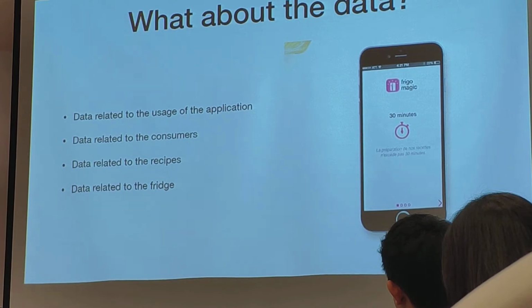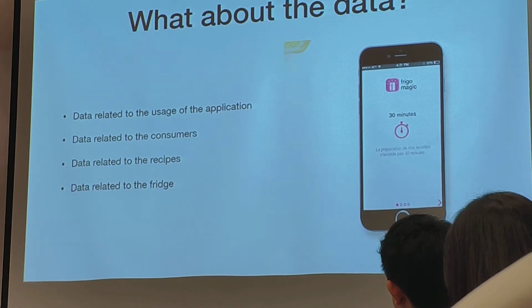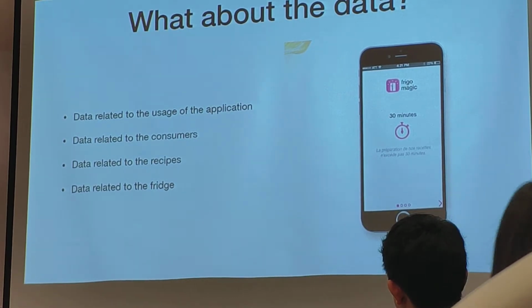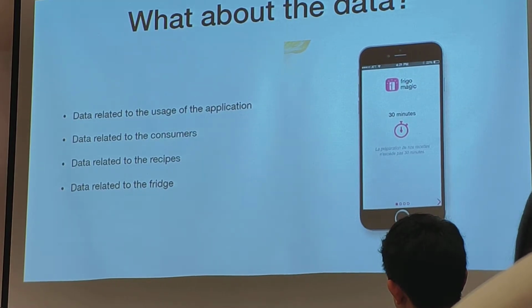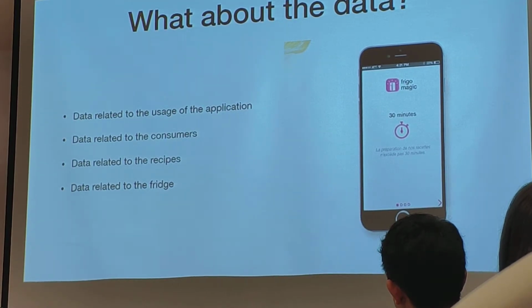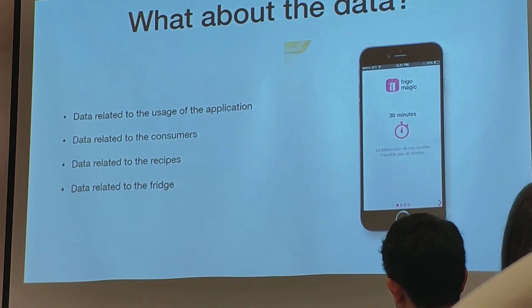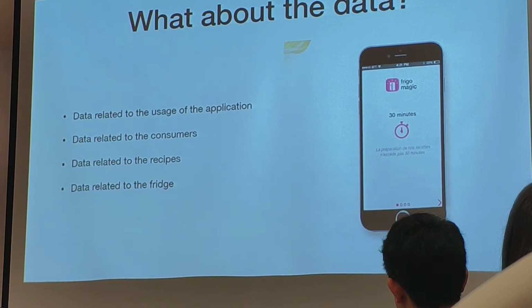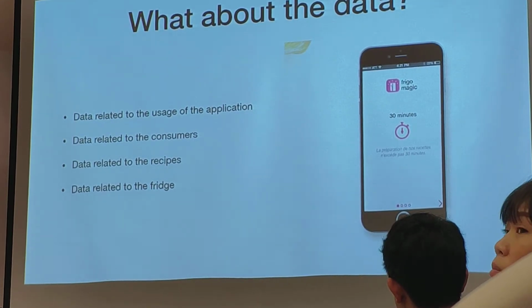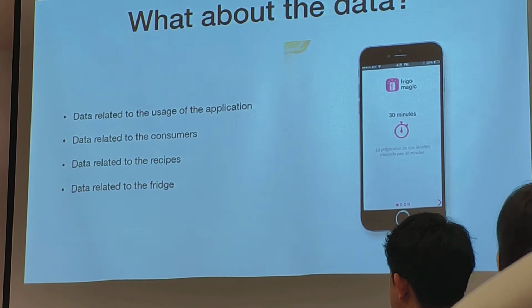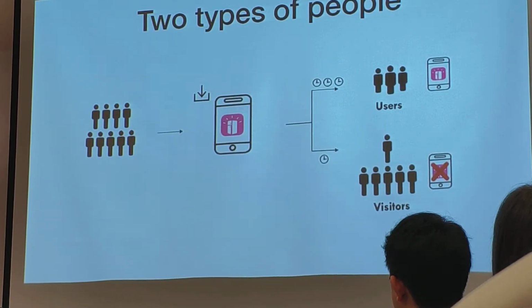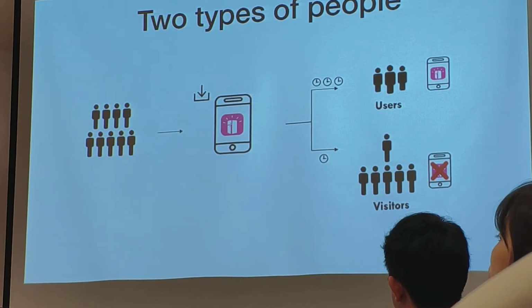So I have data related to the consumers, I have data related to the way you use the application, and then I have data related to the recipes, of course, because that's the recipes that I'm suggesting to you, and I have data related to your fridge, okay? So what are we going to do with all this data? That's the thing. So what we're going to do is we're going to separate you people into classes, okay?